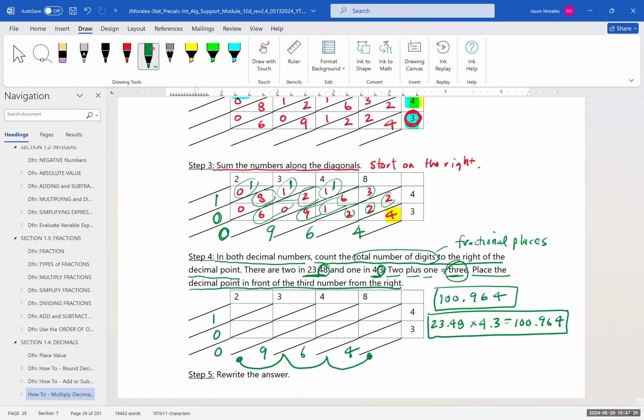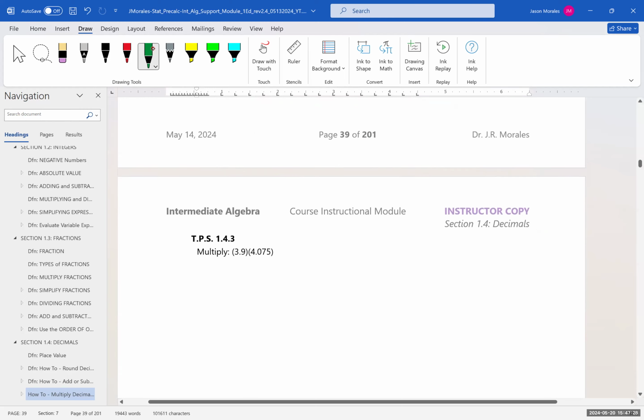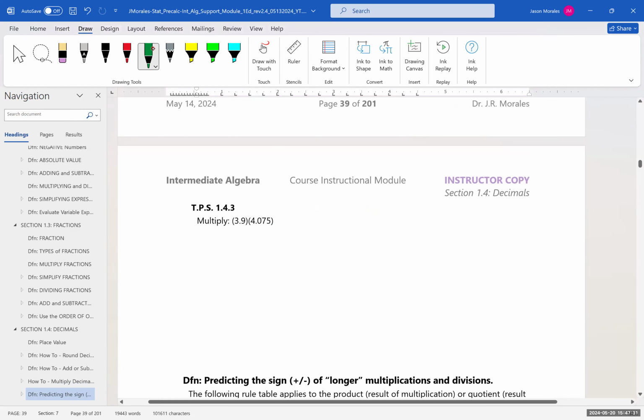Here's a think, pair, share for you to do. Again, using this lattice method, give it a try. You should end up with an answer of 15.8925. Give that a try.